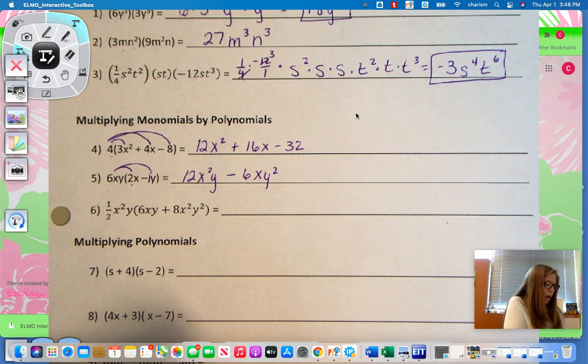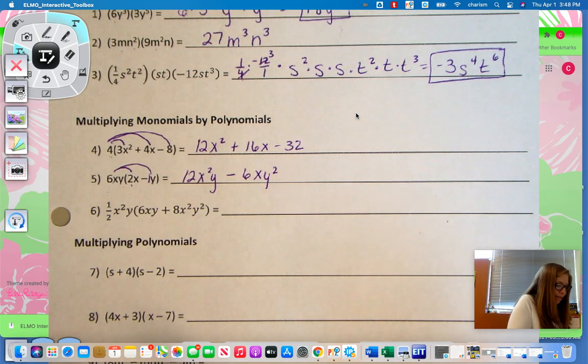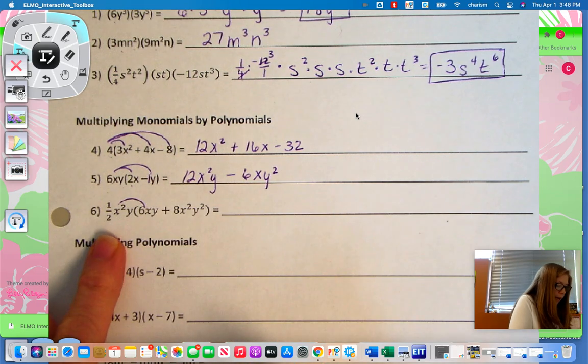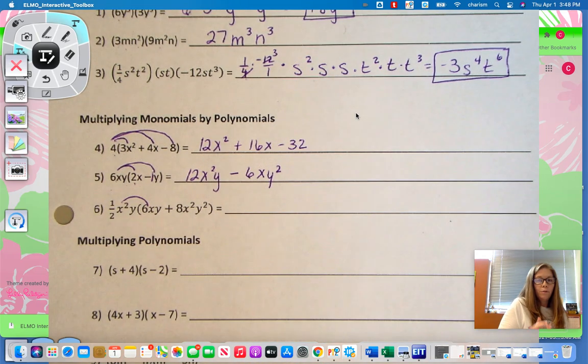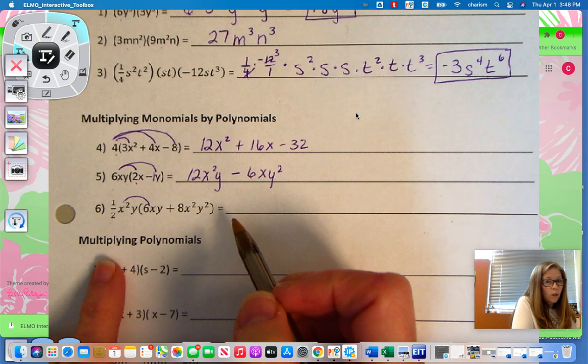All right. Number 6, I gave you a fraction, but I made it a nice one. It's just a 1/2. So we're going to do distributive property again. Don't let the size freak you out, right? It's the same thing over and over. It's multiplying. Distributive property, it's just a little bigger.